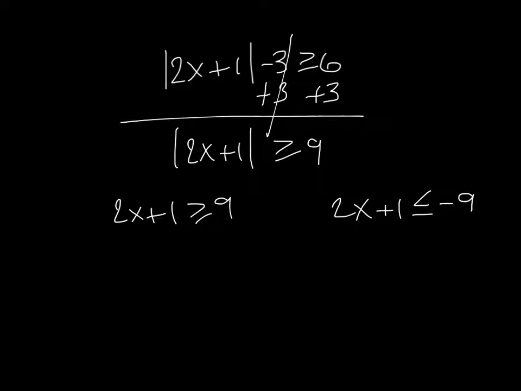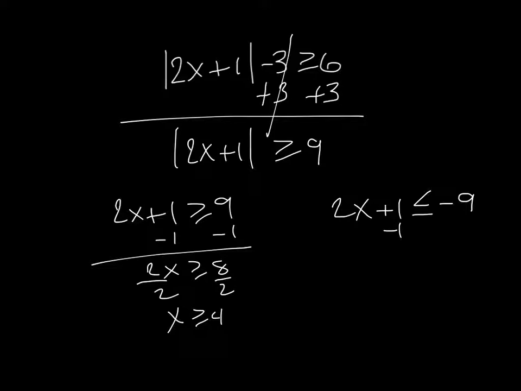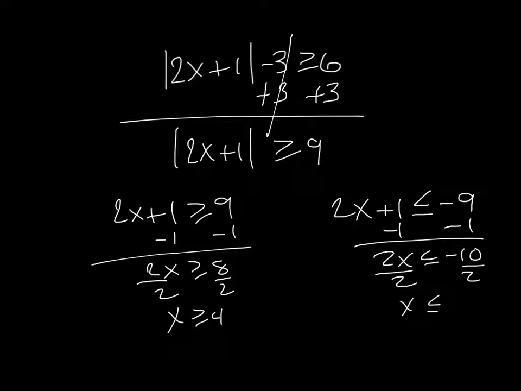Okay, now we solve. Subtract 1. 2x is greater than or equal to 8, divide by 2, x is greater than or equal to 4. Go over here, subtract 1, 2x is less than or equal to negative 10, divide by 2, x is less than or equal to negative 5. So if I need to figure out whether it's and or, I'm going to graph it.